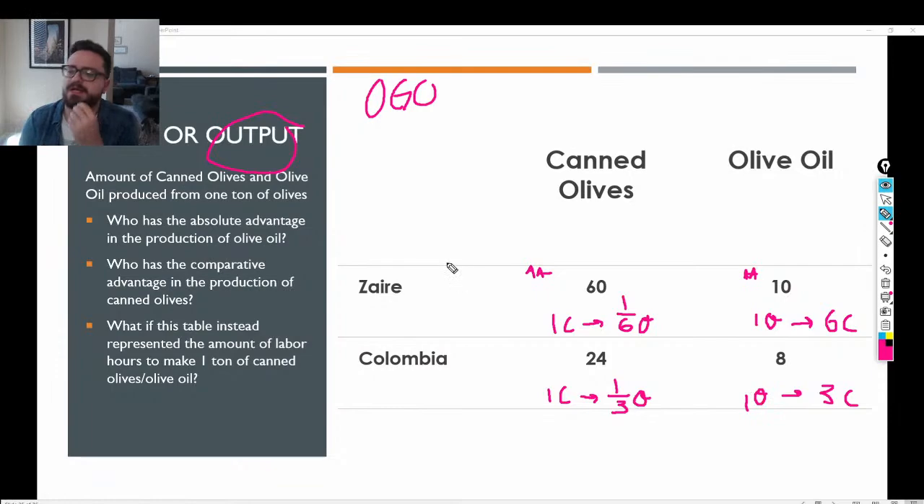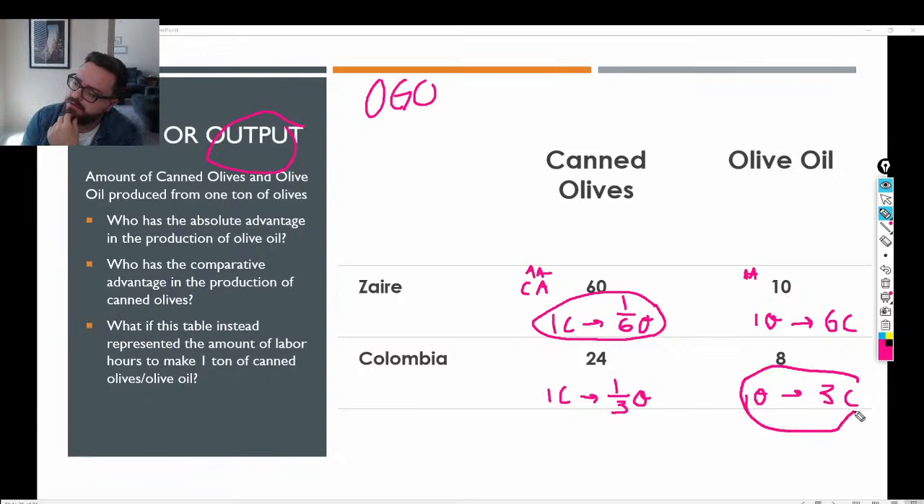That's a nice little shortcut. Comparative advantage in canned olives. So I go to the canned olive column and I look at my opportunity costs. Comparative advantage is who has the lower opportunity cost. That would be Zaire. So Zaire has the comparative advantage in canned olives. However, Colombia would have the comparative advantage in olive oil because it only takes them 3 canned olives per thing of olive oil.